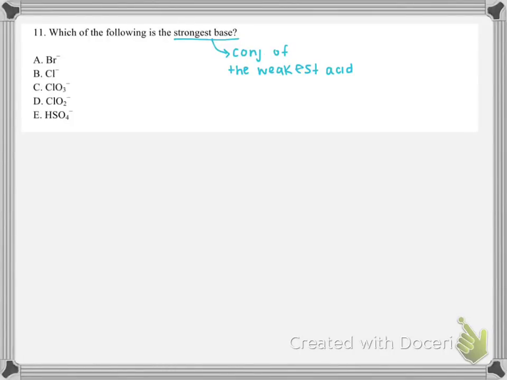Okay, everybody, on this question we're trying to find out which of the following is the strongest base. Now remember the reciprocal relationship between acids and bases. The stronger the acid, the weaker the conjugate base. So, if we consider the respective conjugate acids of all of these, when we're assessing base strength, we can always think about their conjugate acids.